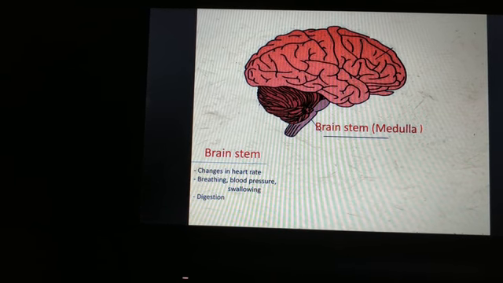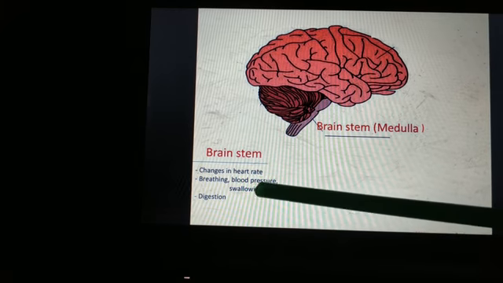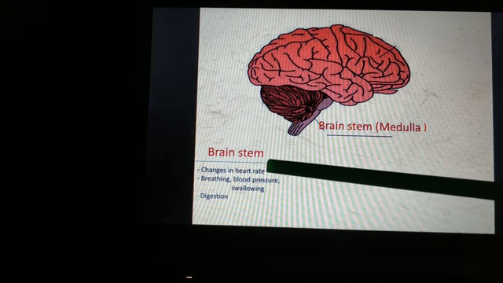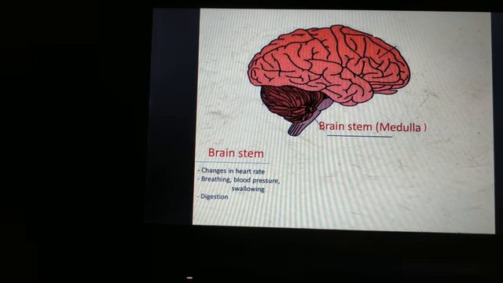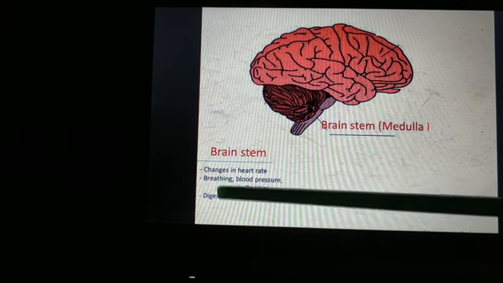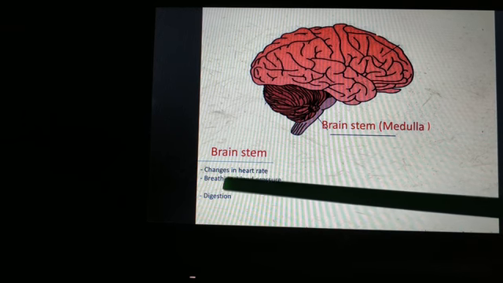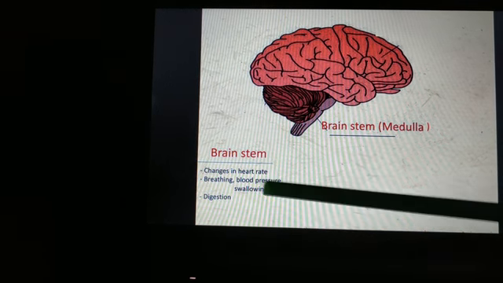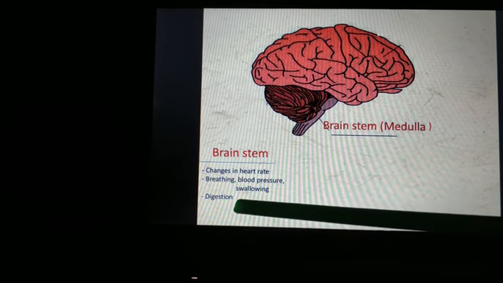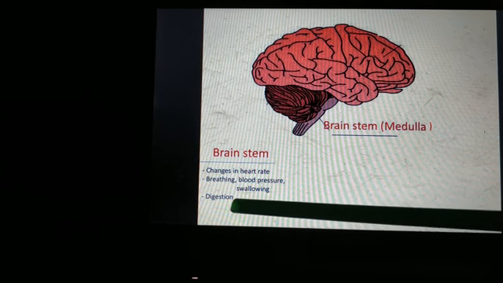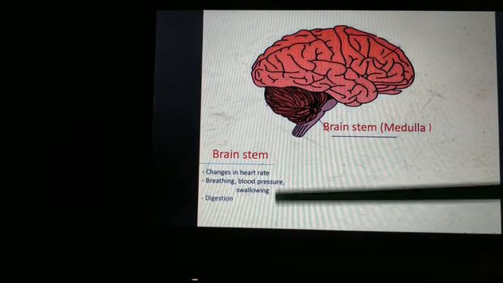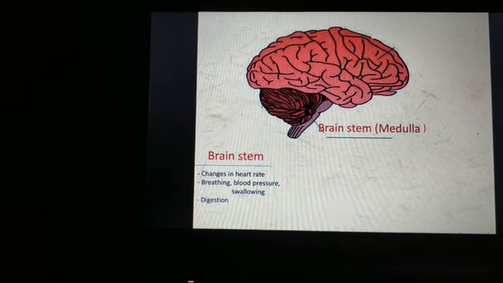We don't have to regulate it, right? Automated functions like heartbeat, heart rate. We are not controlling our heart rate. It will do its function continuously, right? Breathing, we are not controlling it. Unknowingly we breathe only. Then blood pressure, swallowing, then digestion also is controlled by this medulla. So all these functions are controlled by the medulla.